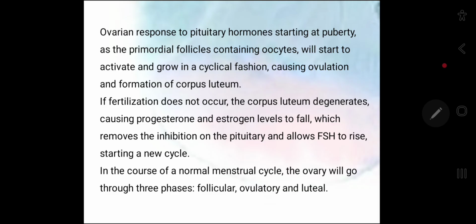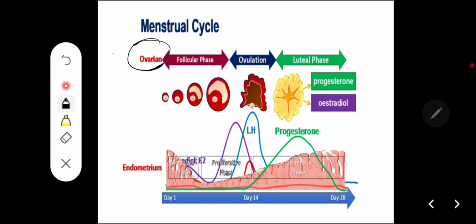In the course of a normal menstrual cycle, the ovary will go through three phases: follicular phase, ovulatory phase, and luteal phase. Follicular as the first half, ovulatory as the mid-cycle, and luteal the second half of the menstrual cycle. In the ovarian cycle, there are three phases. The follicular phase corresponds to the first half of the menstrual cycle. The ovulatory phase occurs around day 14. The luteal phase is the second half of the menstrual cycle in a 28-day menstrual cycle, as we suppose.